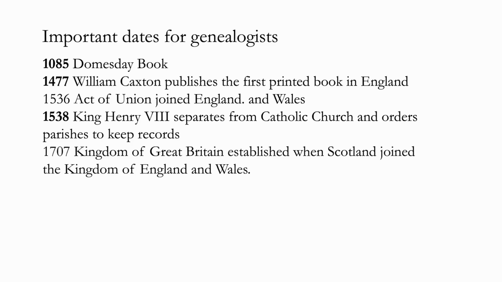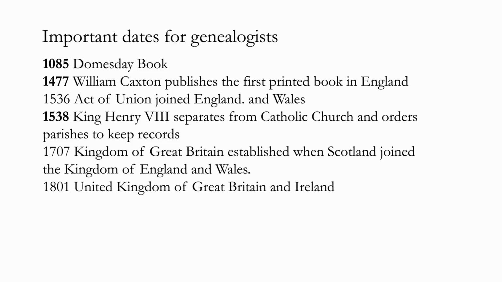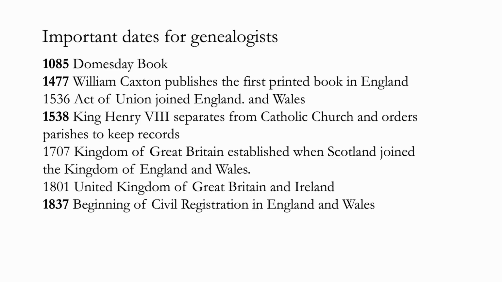1707, it's quite a leap, is when the Kingdom of Great Britain was established, when Scotland joined the Kingdom of England and Wales. So Kingdom of Great Britain is what they call it from 1707 forward. And then the United Kingdom is in 1801, the United Kingdom of Great Britain and Ireland. The next slide I do is going to talk about Ireland, and that's even more complicated, but I'm doing that because I think it's important to clarify when we're talking about English records.